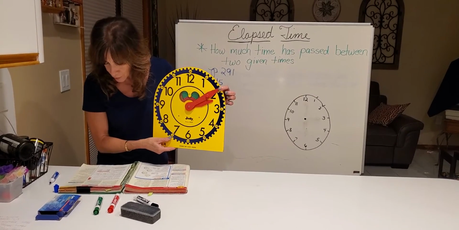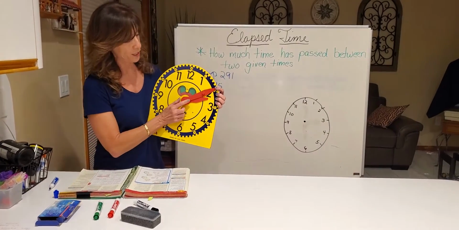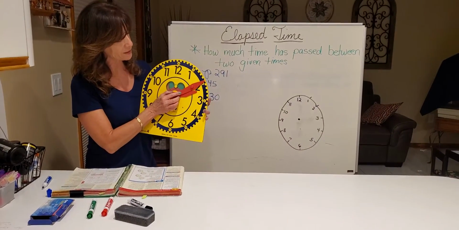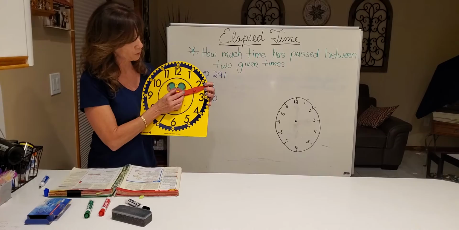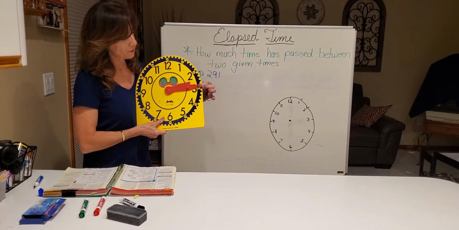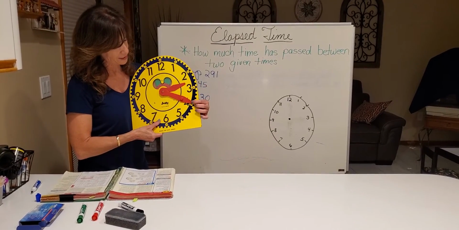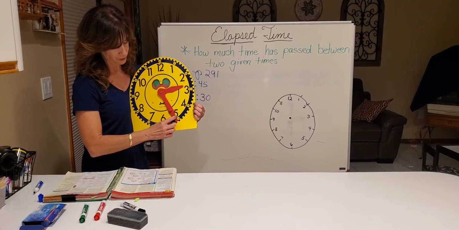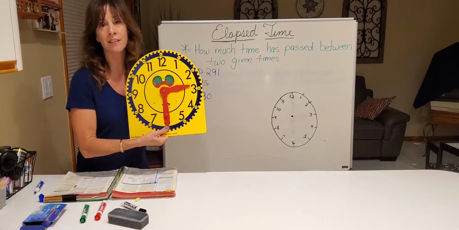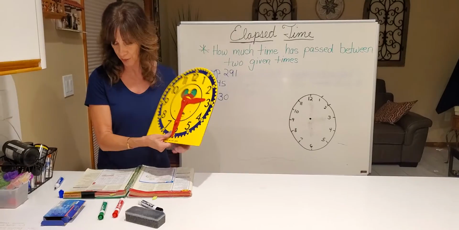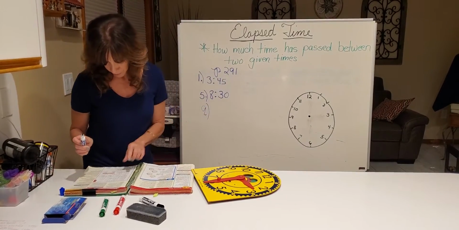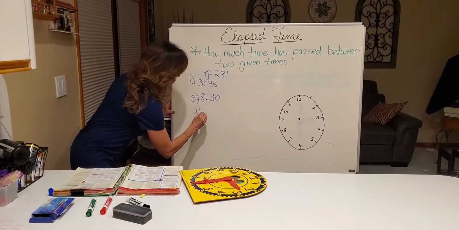And now they asked us for 20 minutes. So we're at 2:10 and we have to count 20 minutes by 5s. So we will. Let me hold the minute hand. 5, 10, 15, 20. So where did we land? At 2:30. Correct. So number 9 is 2:30.